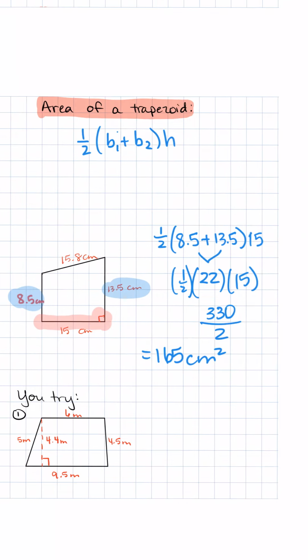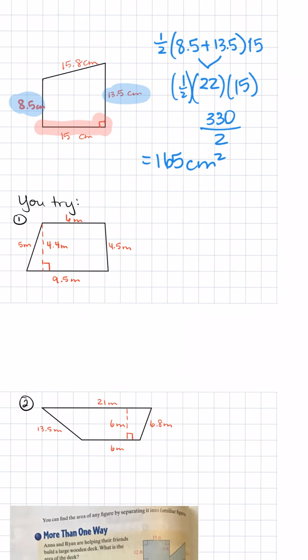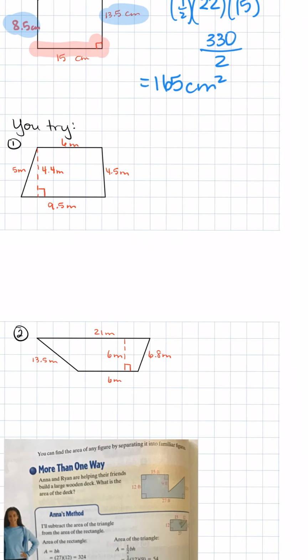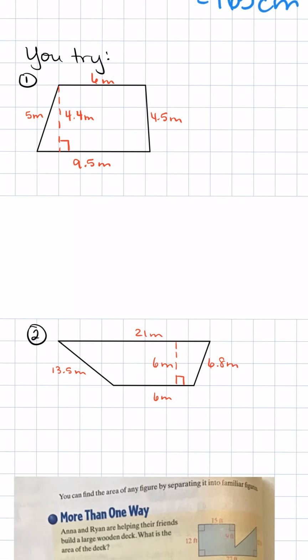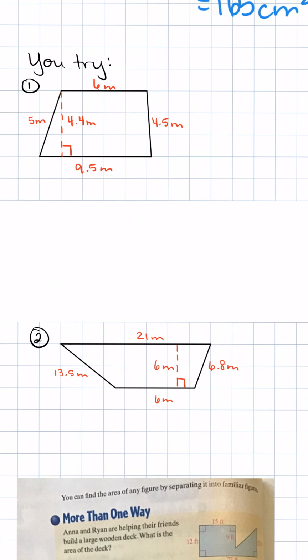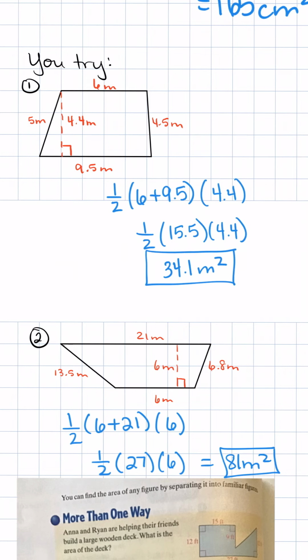So you go ahead and try the next two on your own. Okay, so for the first one, you should have gotten 34.1 meters squared, and for the second one, you should have gotten 81 meters squared.